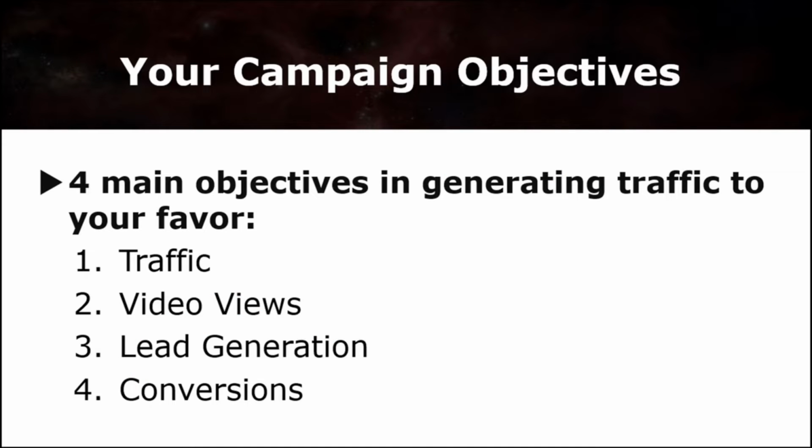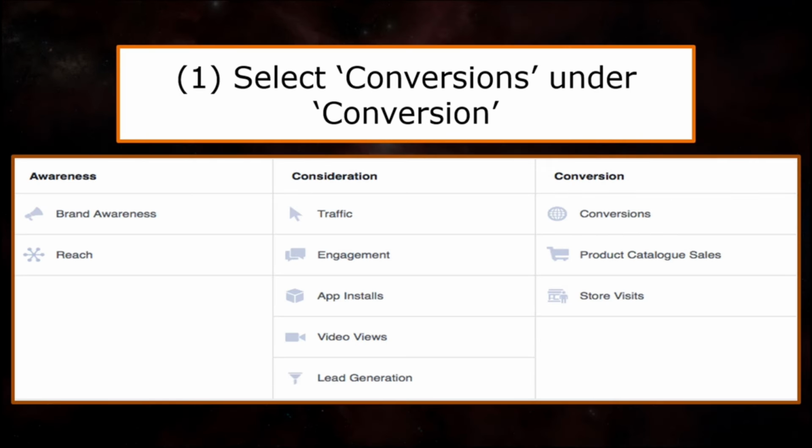As mentioned in the previous module, there are 4 campaign objectives, which are specifically catered towards generating traffic to your offer. The 4 objectives are traffic, video views, lead generation, and conversions. For this particular module, we will only be focusing on conversions to illustrate a clear example of how you can start running your ads. Conversions function to drive actions to your website or app.